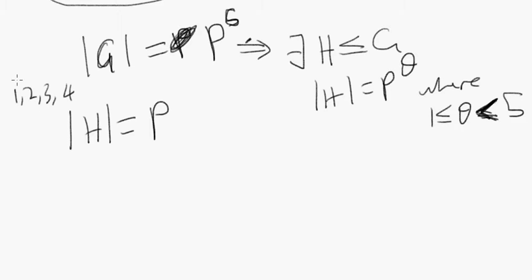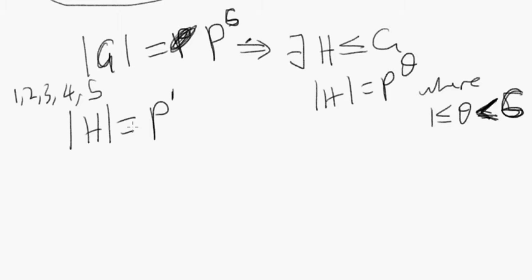Well, what happens if theta equals 1? If theta equals 1, aren't we just saying that we found an H such that the order of H equals p? And isn't that enough? Wouldn't we be done then? Wouldn't we have shown it, at least for when the order of G equals p to the 6? So it's going to be less than 6. Suppose we found that the subgroup H we picked, whose theta power is less than 6 and greater than or equal to 1, has theta equal to 1. Wouldn't we have found a subgroup of G that has order p?